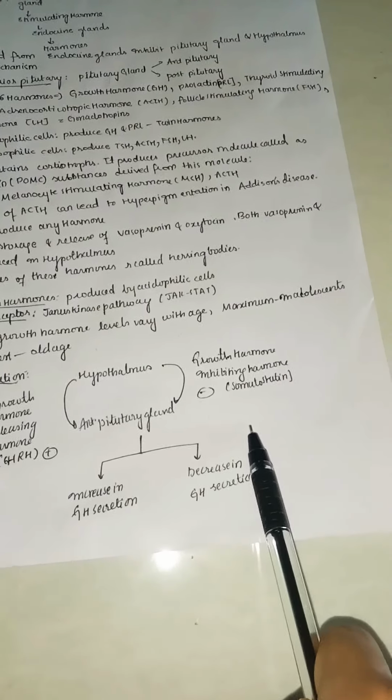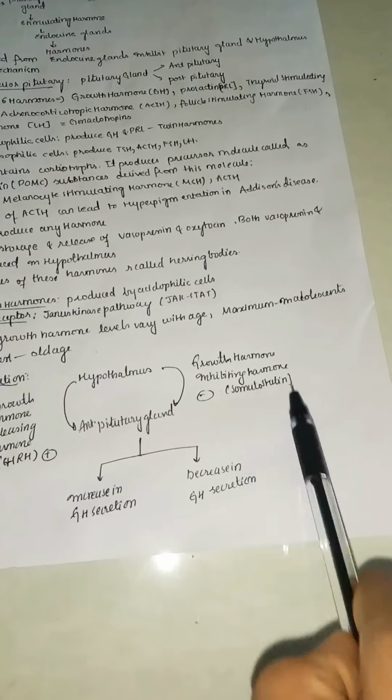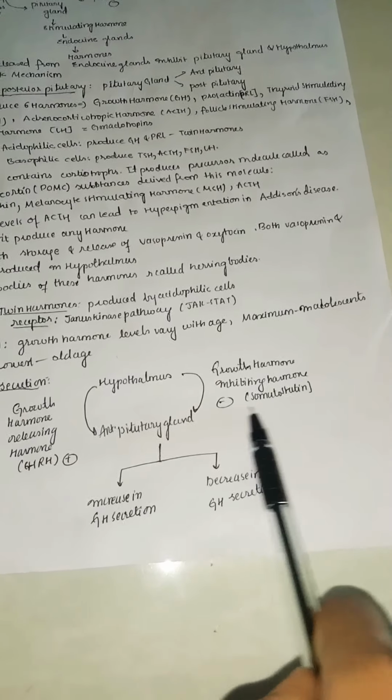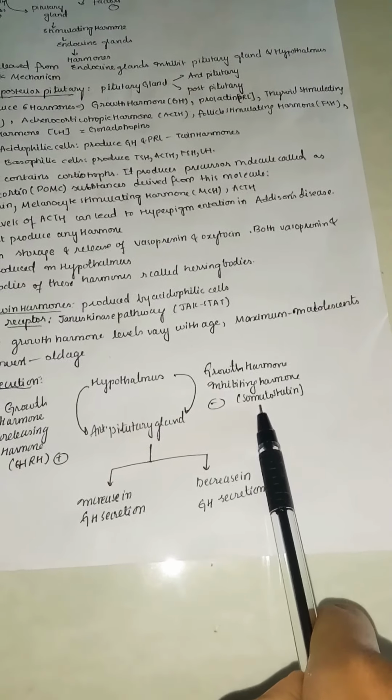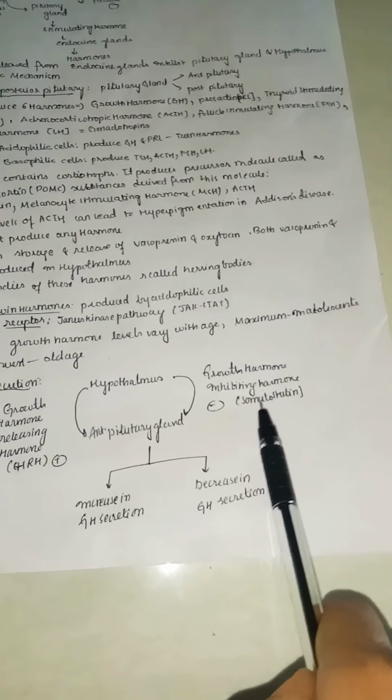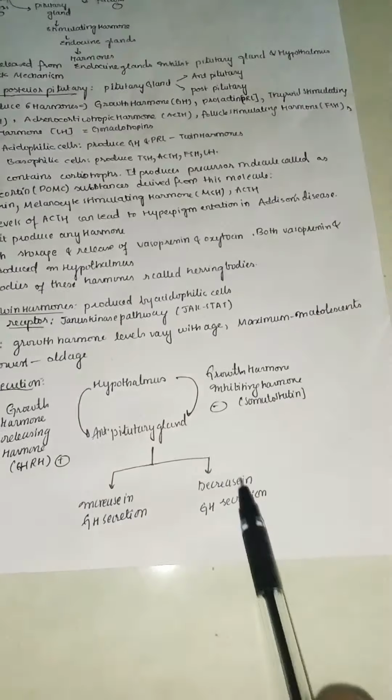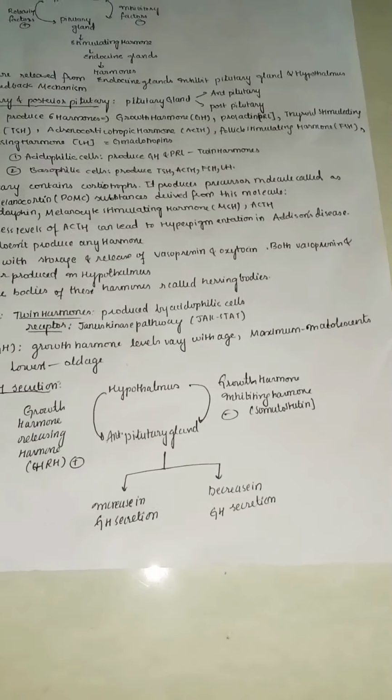On the other side, we have growth hormone inhibiting hormone, also called somatostatin. Remember, somatostatin is a universal inhibitor, that is, it inhibits everything in our body. So it is a negative signal, which of course decreases growth hormone secretion.